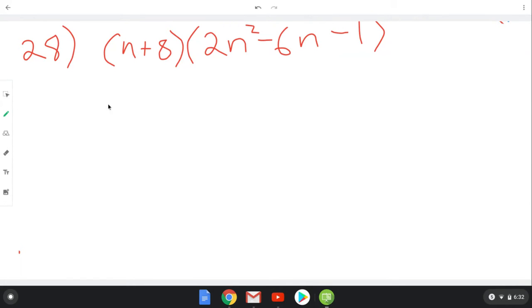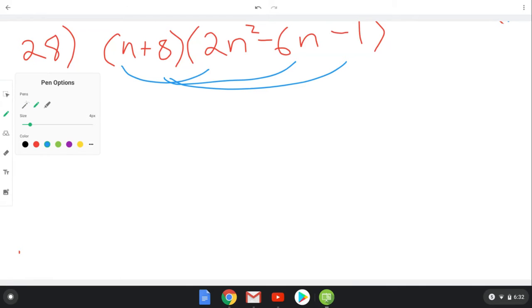So I'm going to take n. I'm going to use a different color to show what I'm talking about. I'm going to do n times each one, and then I'm going to do 8 times each one. So I'm multiplying each one of these by each one of these, and that's going to be the strategy here. So that being said, let's do n times 2n squared.